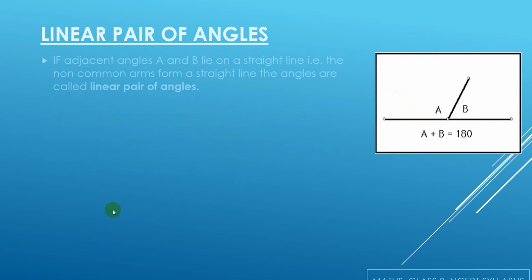Next is the set of linear pair of angles. Now, what are linear pair of angles? Linear pair of angles are formed when the non-common arms of the adjacent angles lie on a straight line. When the adjacent angles form a straight line, they are known as the linear pair of angles.